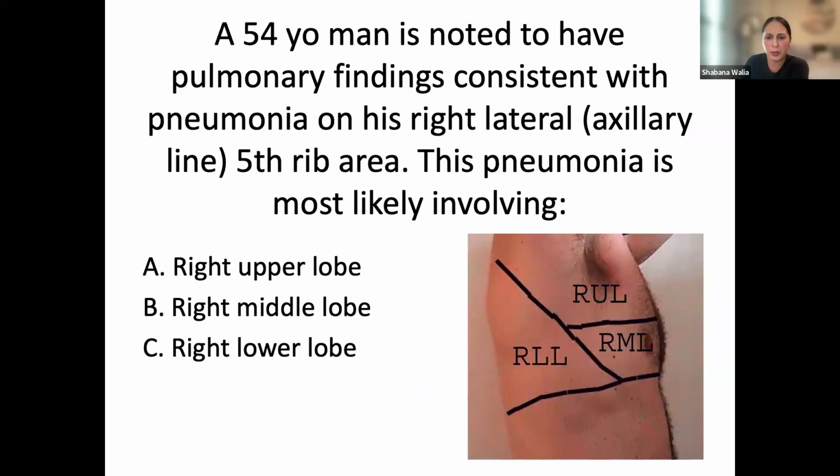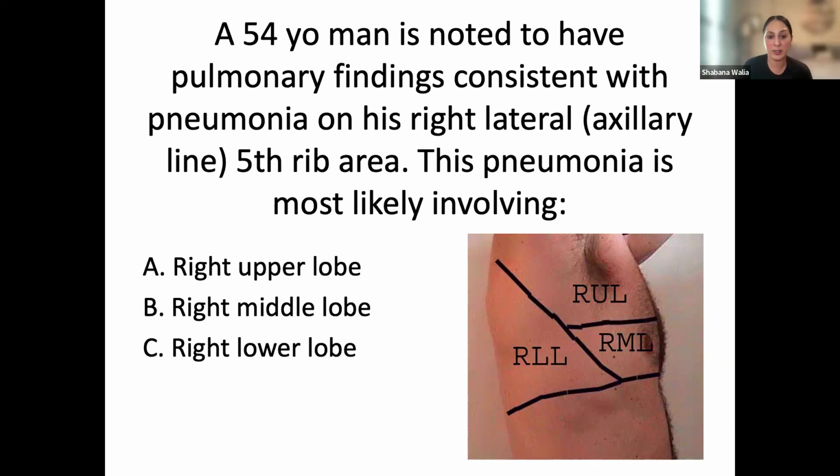So we're not going to go through too many questions, but just this is a question that's commonly, again, tested on the boards. So if you have a 54-year-old patient that's noted to have pulmonary findings consistent with a pneumonia, so they have a cough, fever, and then they have consolidation, and you're seeing this anatomically in the right axillary line in the fifth rib area, the pneumonia is most likely involving what?